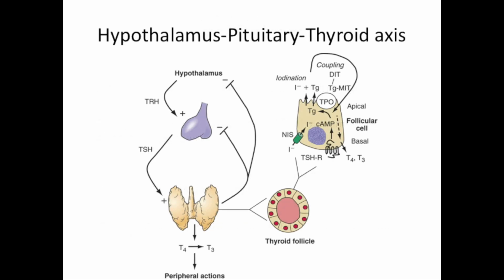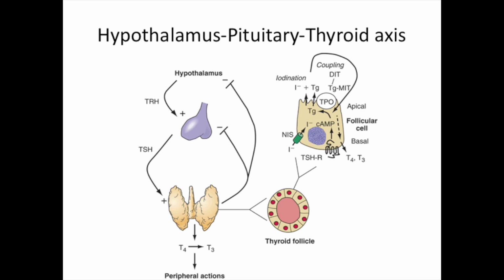You can see here the diagram of the hypothalamus pituitary thyroid axis. You remember from basic science you have the hypothalamus. The hypothalamus will be releasing the thyrotropin releasing hormone. Thyrotropin releasing hormone will go to the anterior pituitary. The anterior pituitary, in response to its stimulation, will release thyroid stimulating hormone, which goes to the thyroid gland and stimulates the synthesis and release of thyroid hormone.